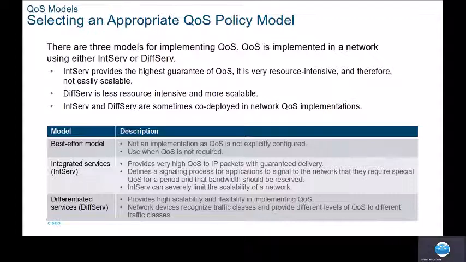So there's the best effort model, not an implementation of QoS, not explicitly configured, used when QoS is not required. So best effort is basically FIFO, we haven't done anything. Then there's integrated services and differentiated services. Integrated services provides very high QoS to IP packets with guaranteed delivery, defines a signaling process for applications to signal to the network that they require special QoS for a period and that bandwidth should be reserved, and can severely limit the scalability of a network. Differentiated services provides a highly scalable and flexible way of implementing QoS. Network devices recognize traffic classes and provide different service levels to different traffic classes.